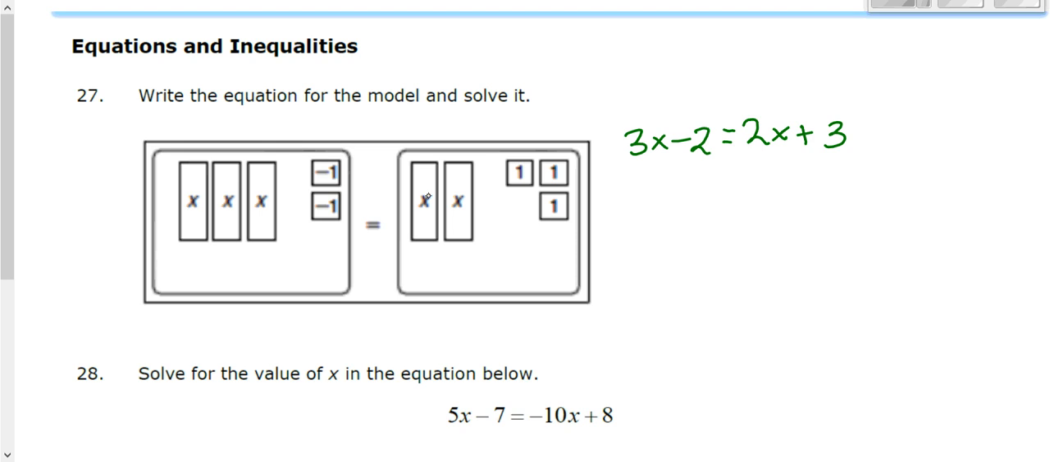So when I'm looking at my model, I can see that I have some of the same on each side. So since I have 2 positive x's on both sides, I can actually just remove those 2 positive x's from both sides. And using my equation, I do the same thing. So by removing 2, I have 1 x left. So I'm just going to write that as x minus 2 equals, and now I have no x's on the right side, so now I just have 3.